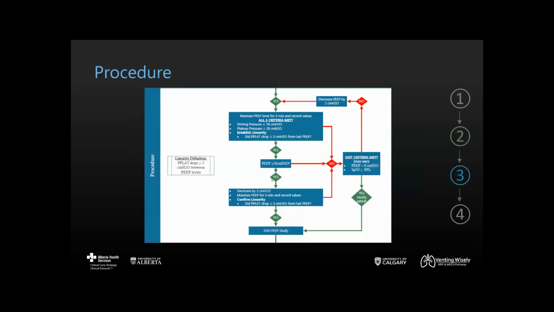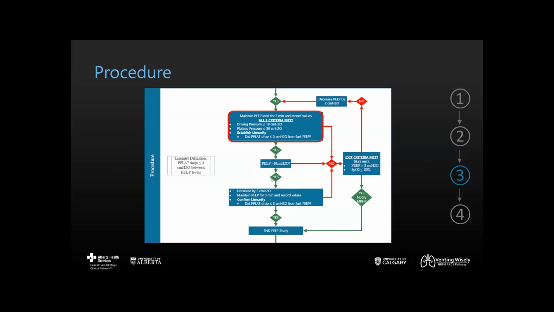Once you pass the safety check, you can start the PEEP study by maintaining the PEEP level for 3 minutes and record the values in your PEEP table. This is where you will ask 3 questions about the results you record. Is the driving pressure less than or equal to 18? Is the plateau pressure less than or equal to 30? And has linearity been established?